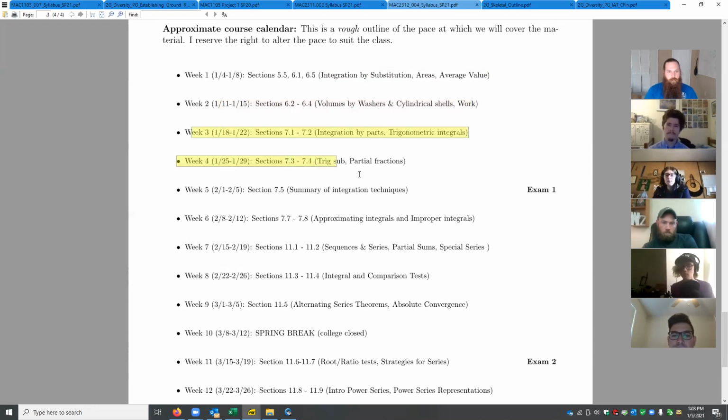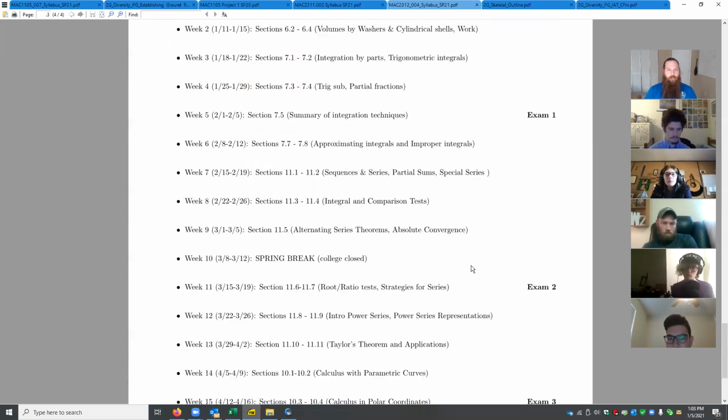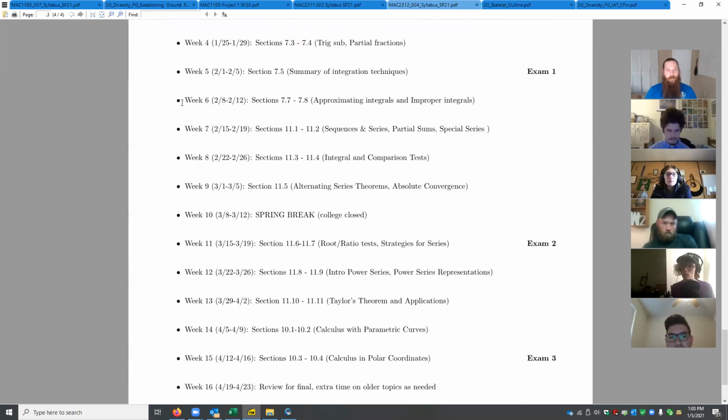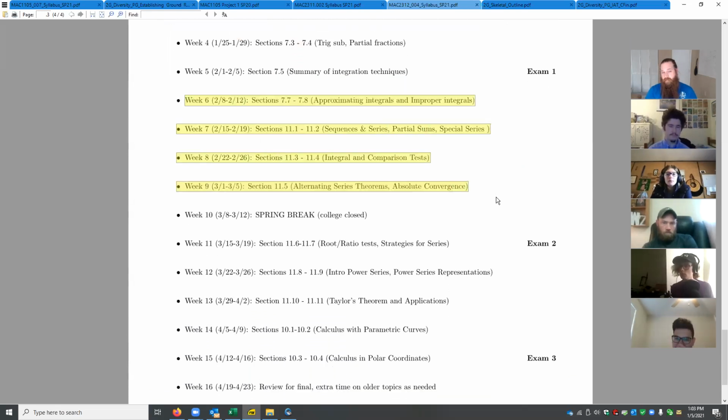And then weeks 3 through 5 are all going to be methods of integration. So a bunch of different tricks for solving hard integrals. After that, we're going to move into this middle part of the course, which is all about convergence and infinite processes. So what happens when you've got a list of numbers that goes on forever, when you're trying to add up infinitely many things, or you're trying to calculate the area of a region that's infinitely wide, all that sort of stuff. This tends to be conceptually one of the harder parts of the class.